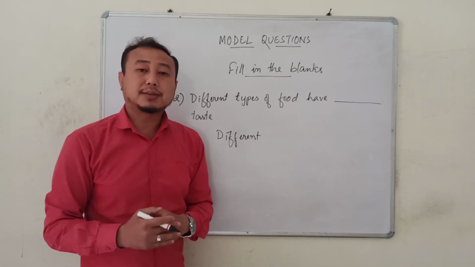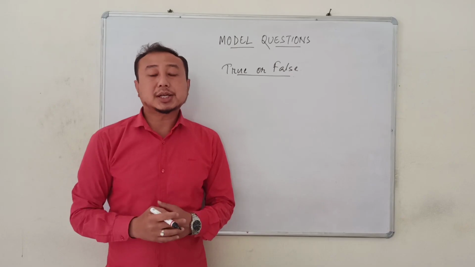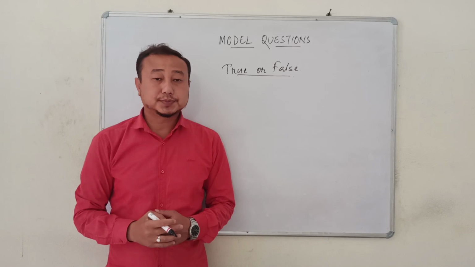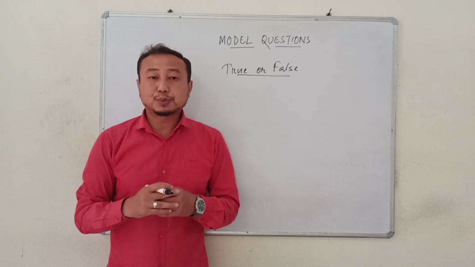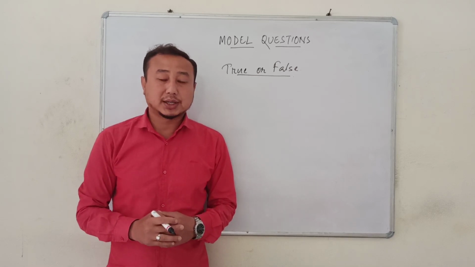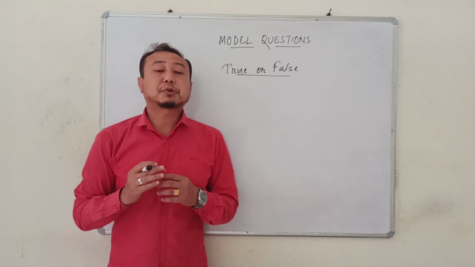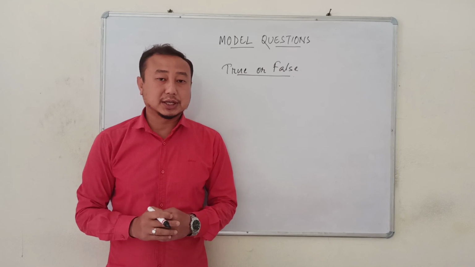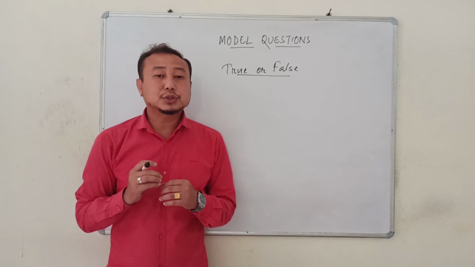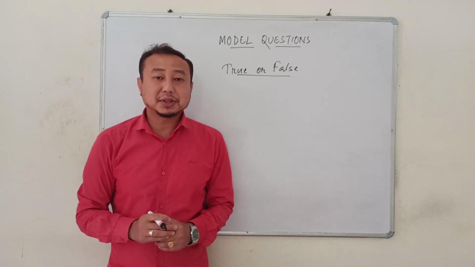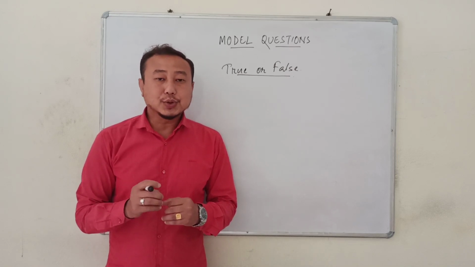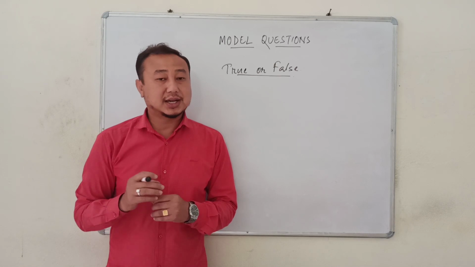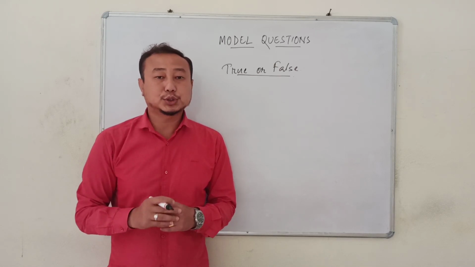Now let us come to the next category. The next category of the question is true or false. In this true or false, the question along with the option true or false will be provided in the question. You have to first read the statement that is given in the question properly, and you have to see whether the statement given there is either true or false. If it is true, you have to click on the button true, and if it is false, you have to click on the false button.